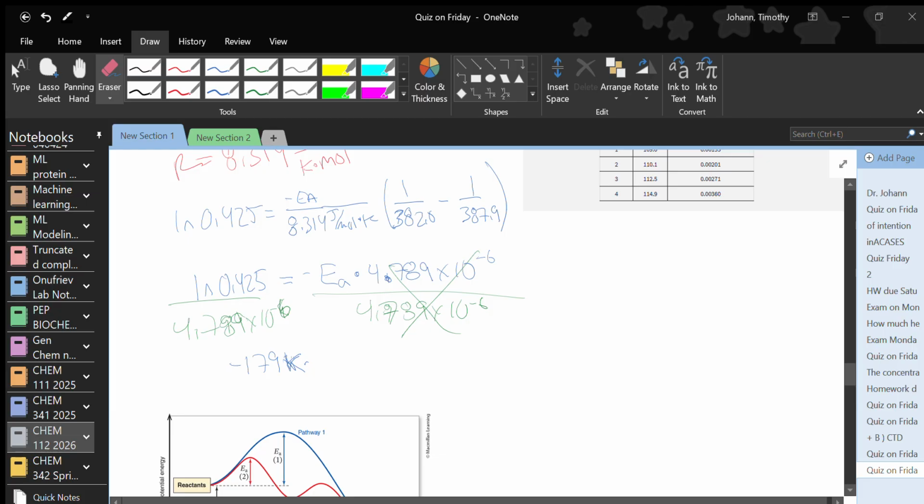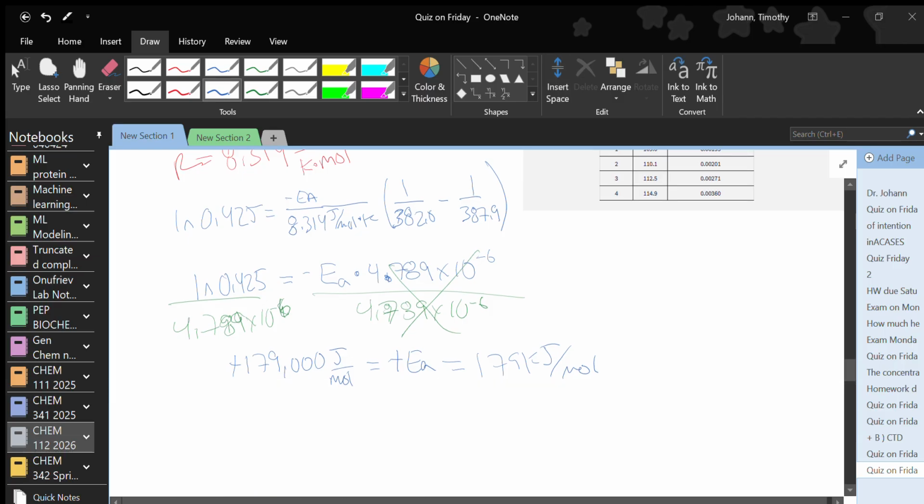Actually, let's do it like this. My straight units out are 1,000 joules per mole, which is equal to negative EA, and I can cancel that. And you could put that in kilojoules, so 179 kilojoules per mole. I didn't read the problem carefully, but if I don't ask you for a unit, you can give me whatever units you want. You had your unit first.